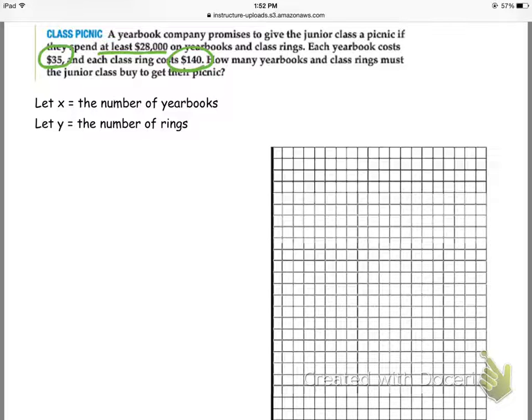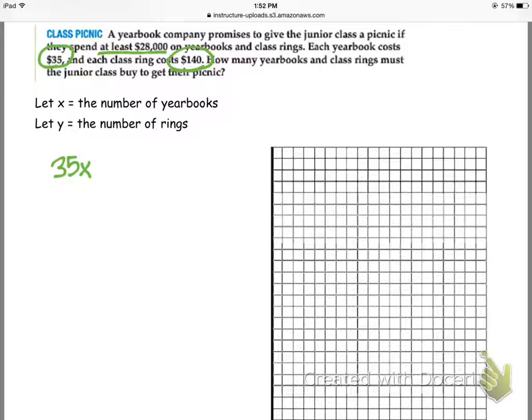So x and the 35 will have 35 times x, and that will tell us how much they'll profit from how many yearbooks are sold. So if they only bought 2 yearbooks, then it would cost $70. If they bought 10 yearbooks, then it would be $350, right? And so on and so forth, depending on what the letter x is.